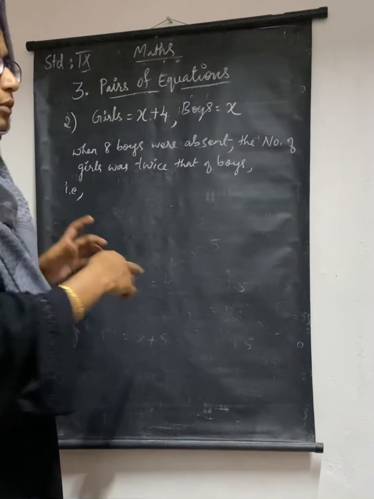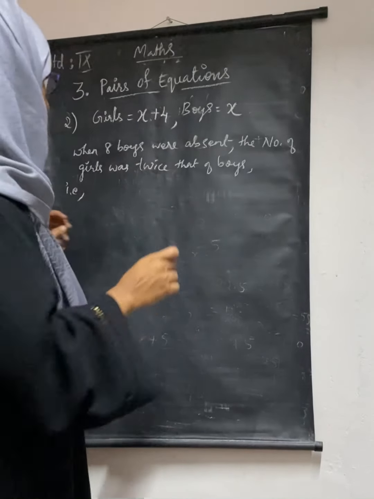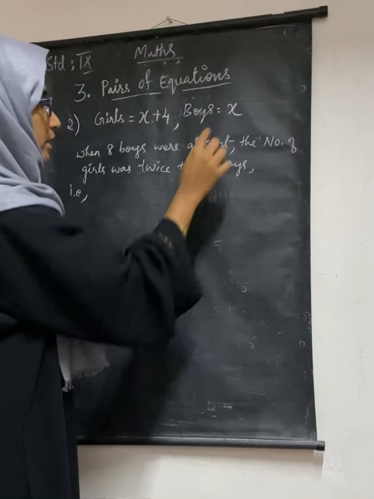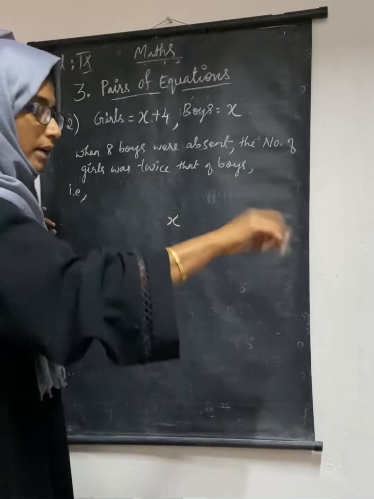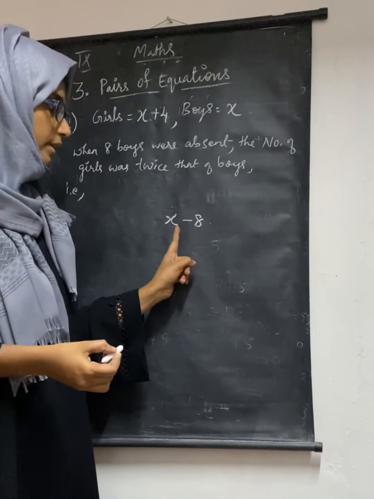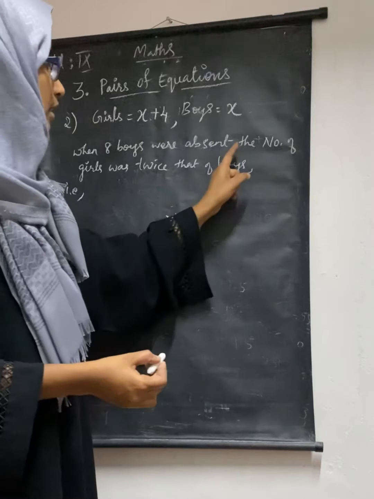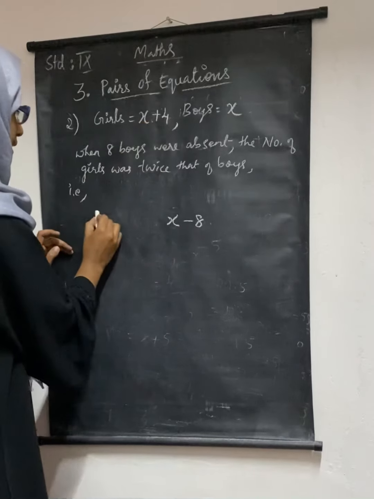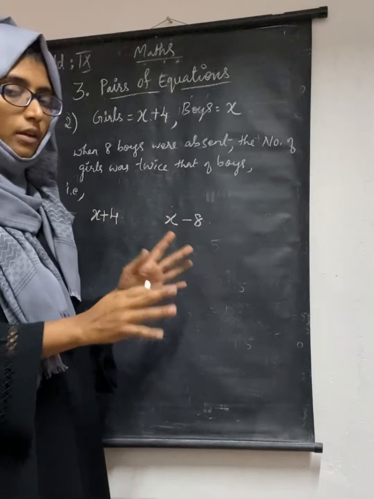Now we'll move on to the next condition given. When 8 boys were absent, one day 8 boys are absent. So at that time, how many boys are absent? 8 boys. Actually, how many boys are there? x. From the x, one day 8 boys are not coming, so that means x minus 8. When 8 boys were absent, the number of boys is x minus 8, and that time all girls are present. The number of girls is actually x plus 4.